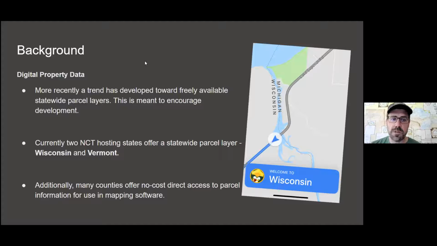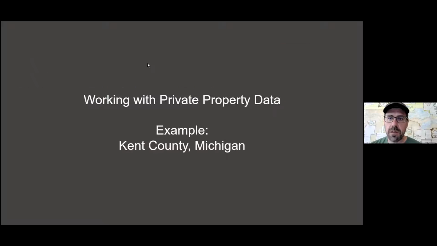But in addition to that, many counties individually offer direct access to parcel information. And that's what we're going to take a look at first here. Kent County in Michigan, where the NCTA headquarters is in Lowell, is a really good example to look at. They've been at this for a long time, and they have a pretty great set of online resources.